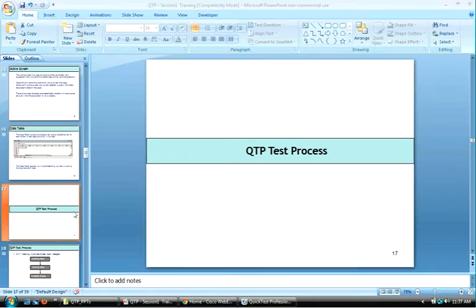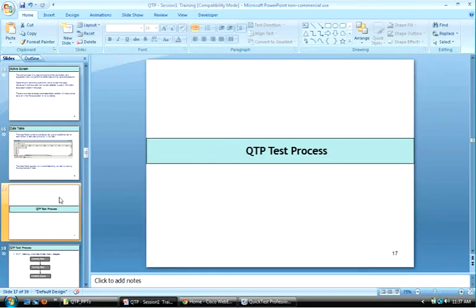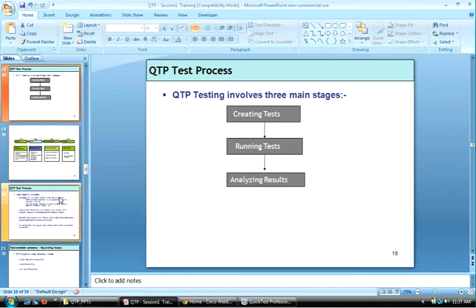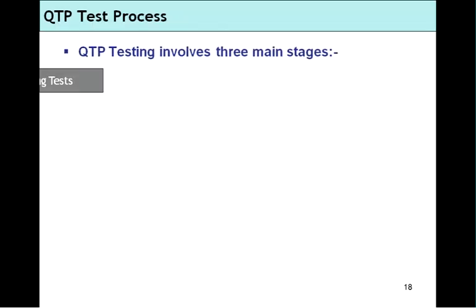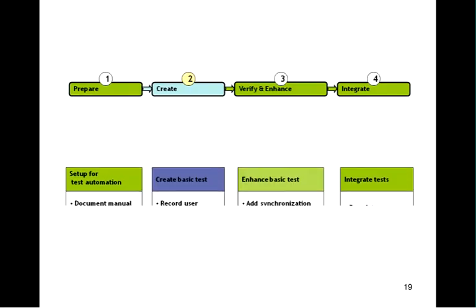Now, we'll see the process first: how the QTP test process works. This is the generalized QTP test process. The main stages are creating a test, running a test, and analyzing the test. In the detailed process, first we will create a test, then we will run the test, and we analyze the results. This is the detailed process of QTP.